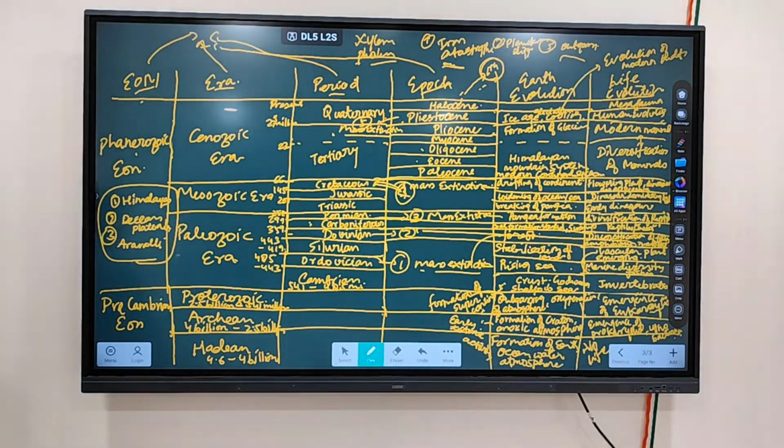The Deccan Plateau was created because the Indian plate, not the African plate, some plate collided with the southern part. One is the Himalaya, second the Deccan Plateau. This is how it has been created. Yes, this is the correct order. First the Aravalli is created, then the Deccan Plateau, and the third is the Himalayas.